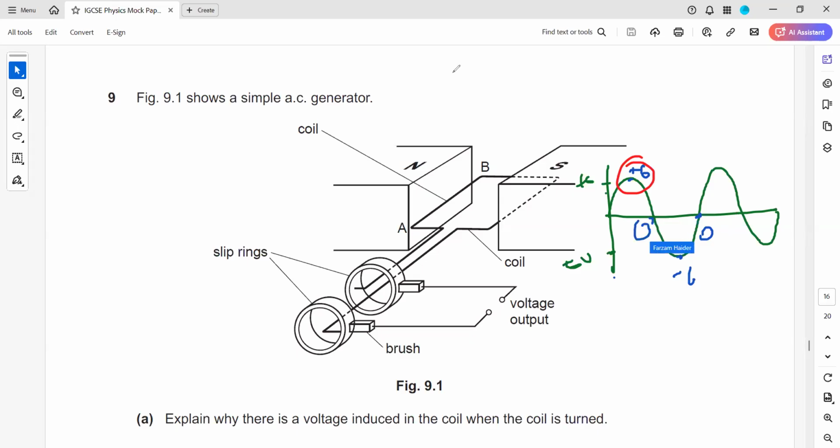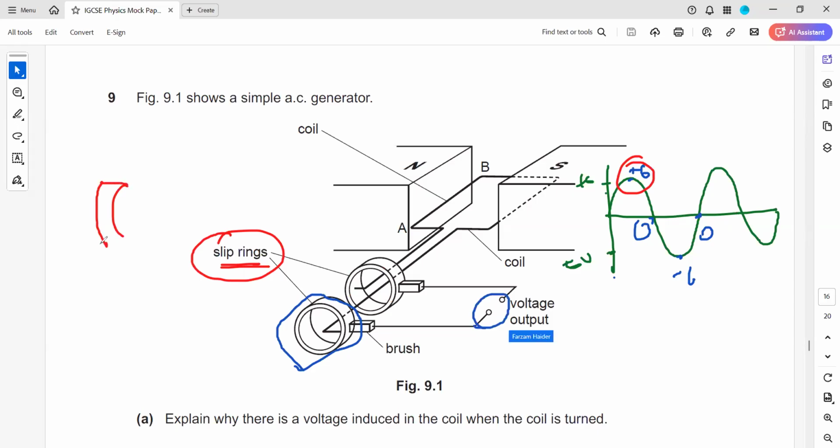how can we identify the difference in the diagram for an AC generator and a DC motor? In an AC generator, you will always see the slip rings. But if it was a DC motor, you will find the split rings. So that is the main difference between the AC generator and a DC motor. A DC motor has a split ring, but an AC generator has slip rings.